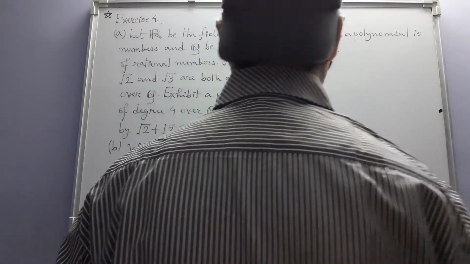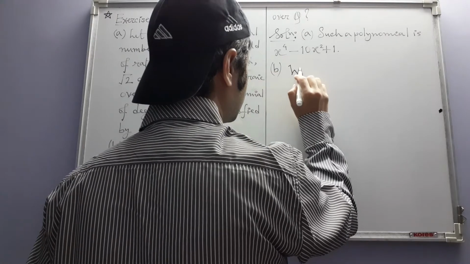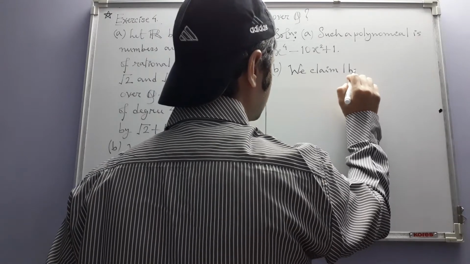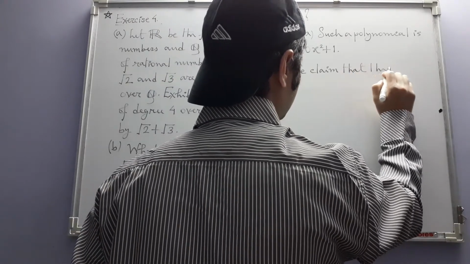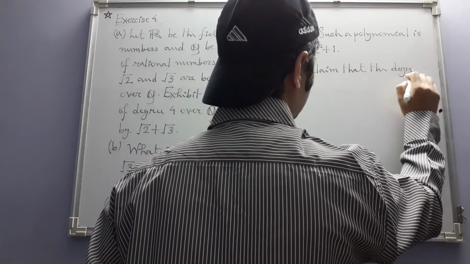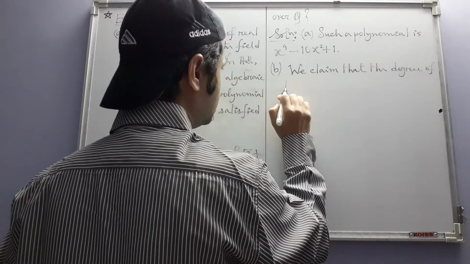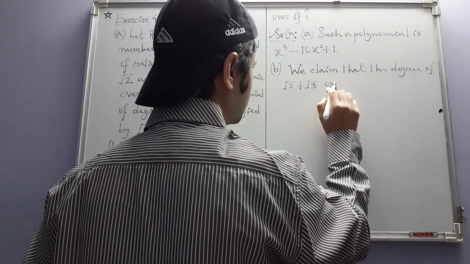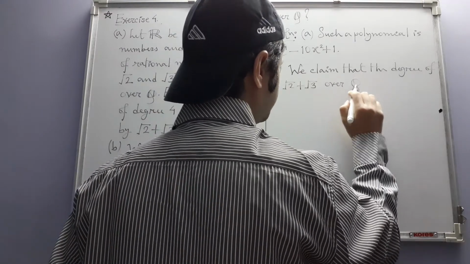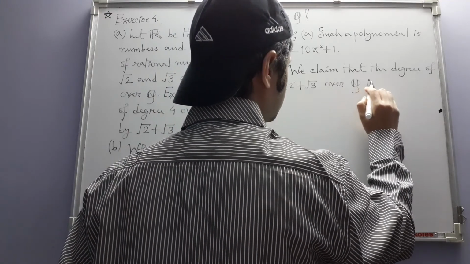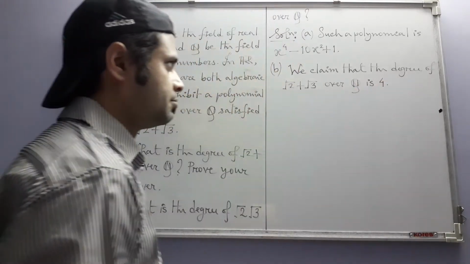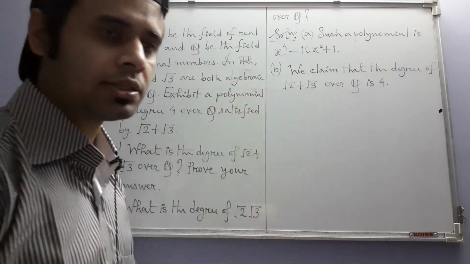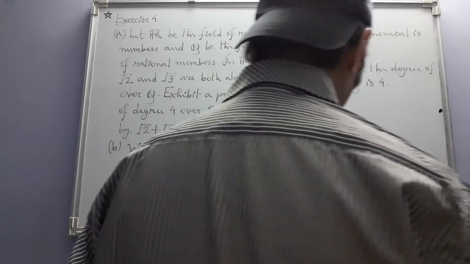Then part B. Okay, so our claim was this. We claim that the degree of square root of 2 plus square root of 3 over Q is 4. So we already have a degree 4 polynomial over Q which this number satisfies. So it is at most 4, that much we know.